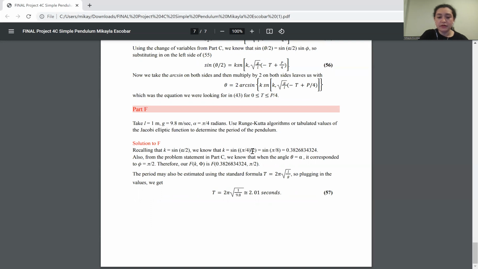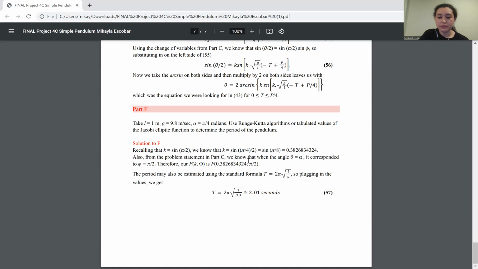Plug that in, divided by 2, so sin(π/8), and it gives us this decimal value. From the problem statement in part C, we remember that when the angle θ is equal to α, it corresponded to an angle of φ equal to π/2. Therefore, we have f(k, φ) equal to f(0.3827, π/2).